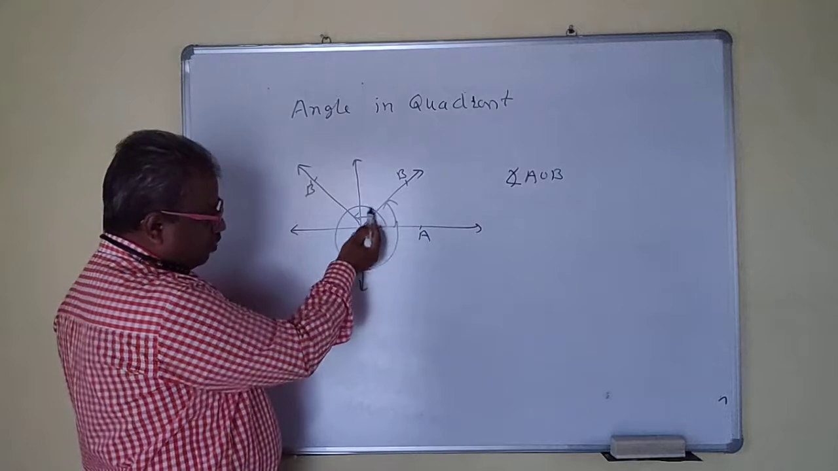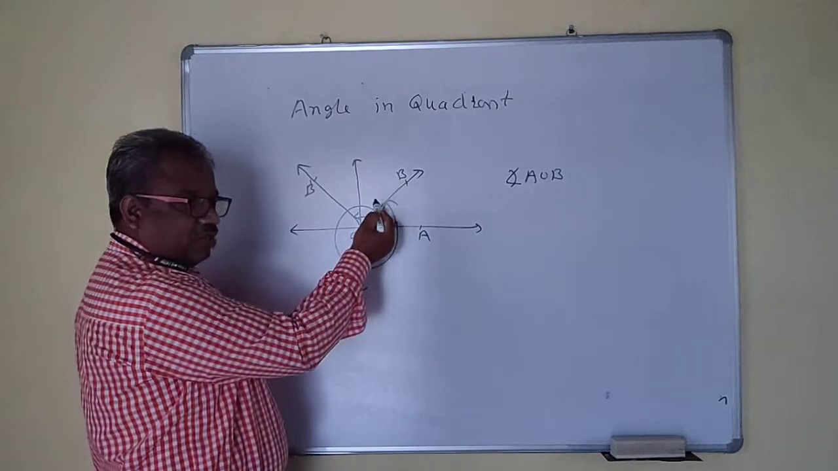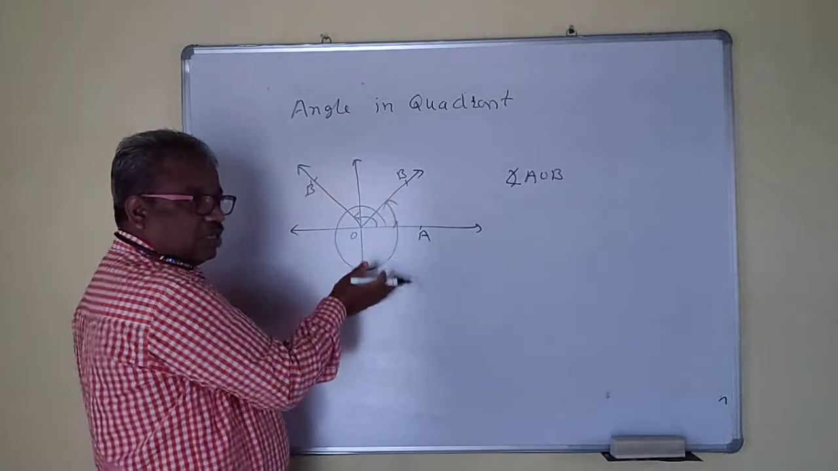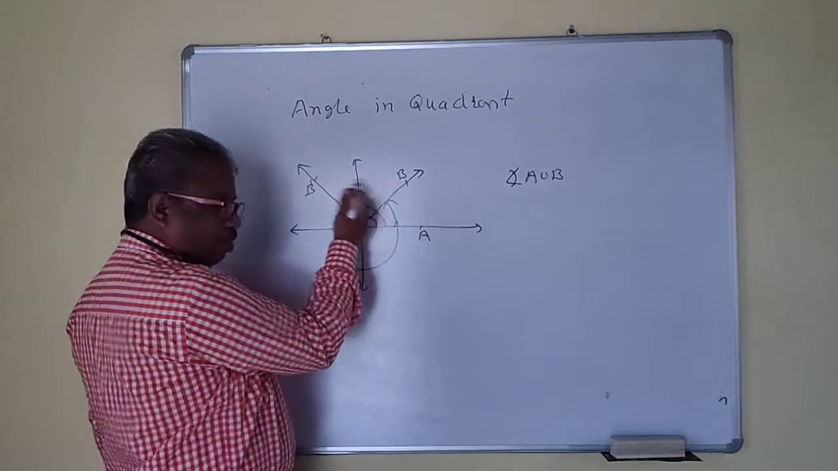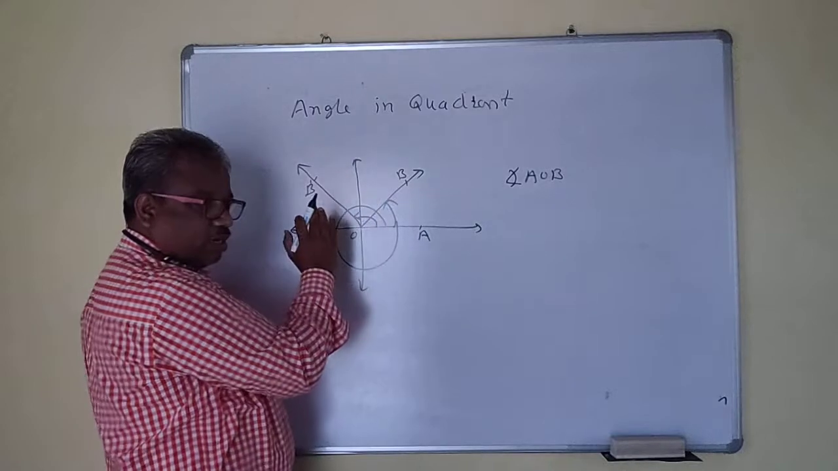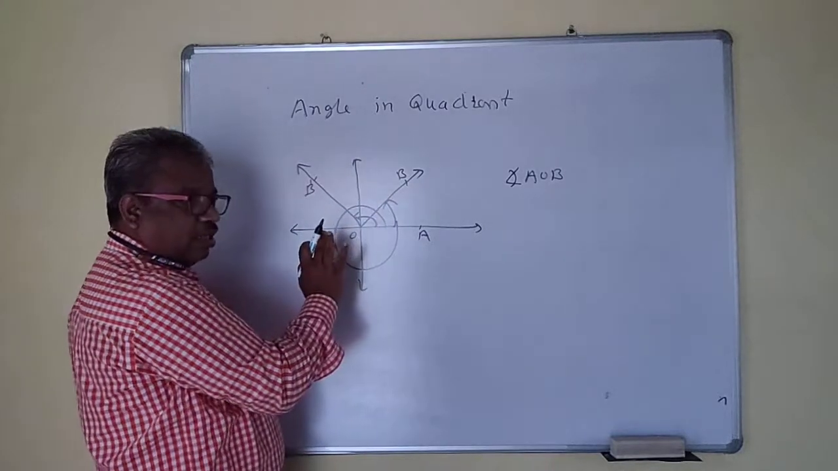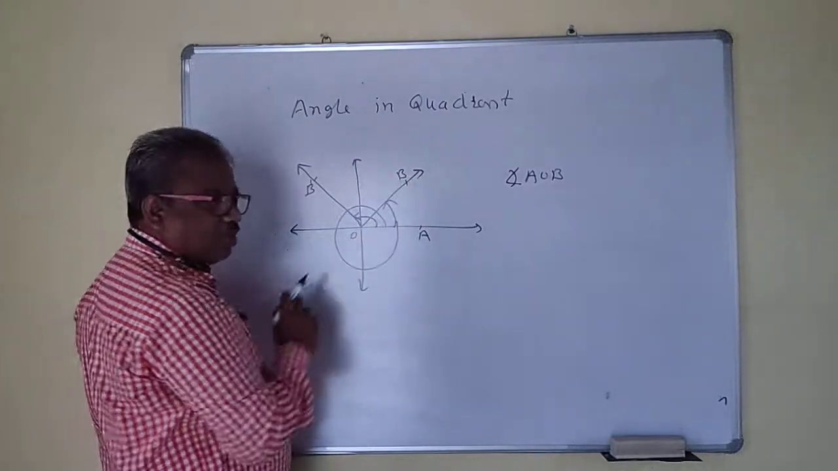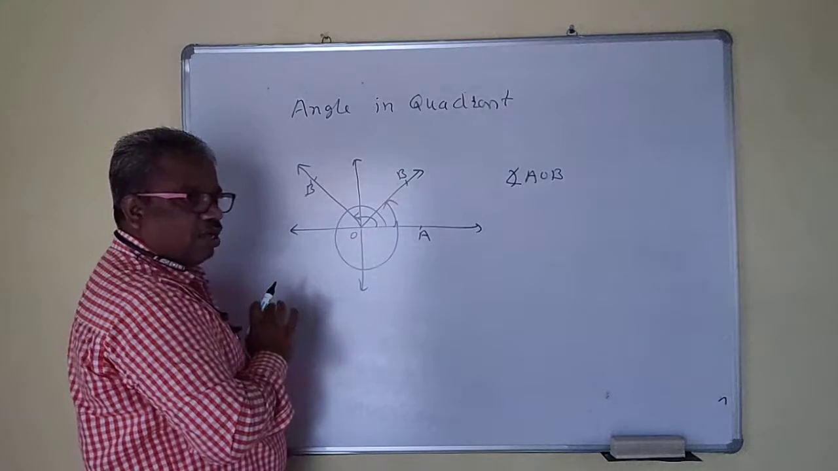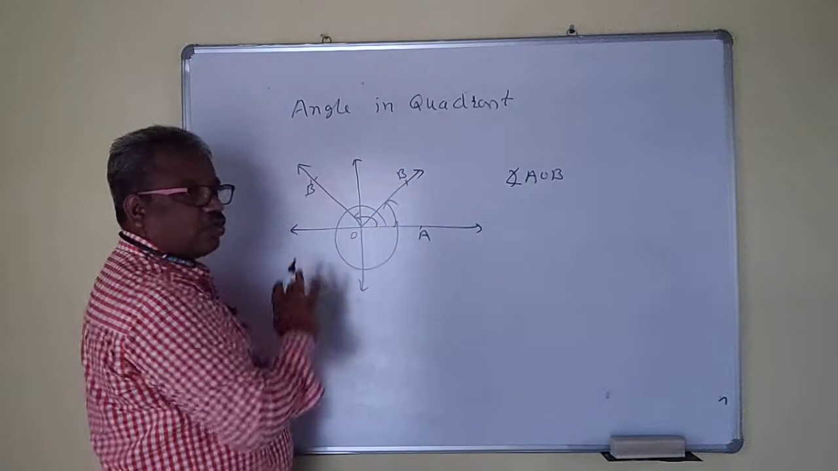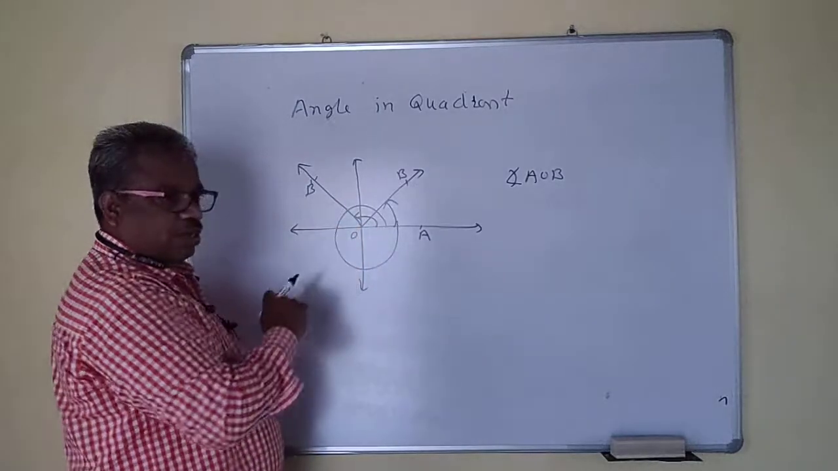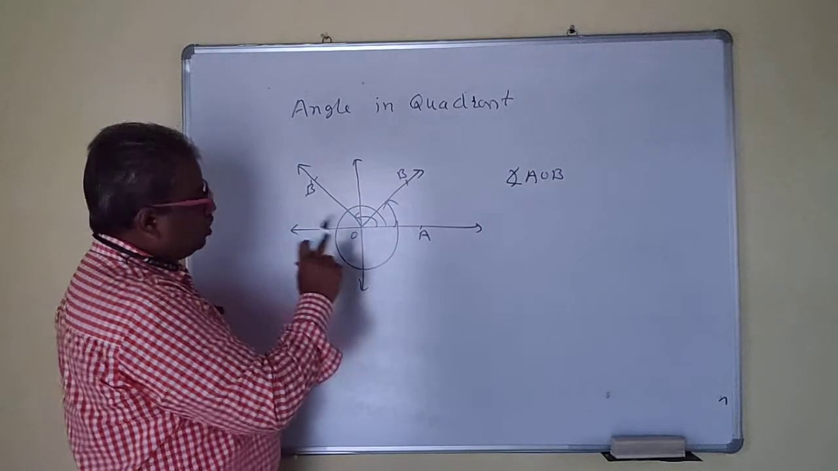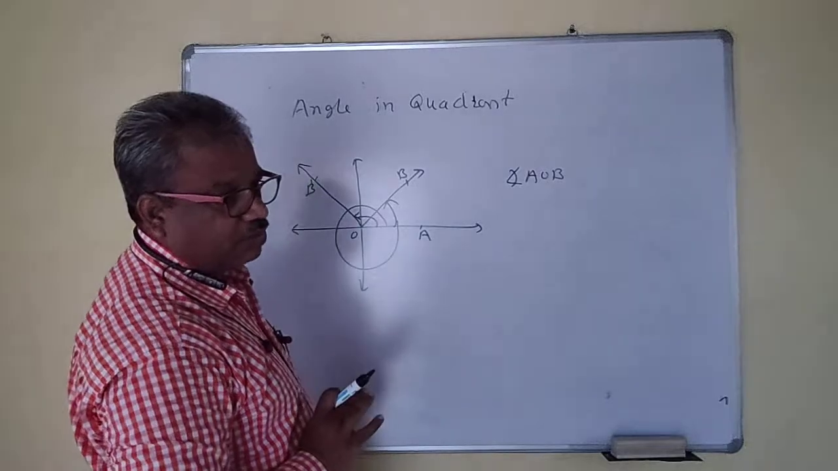So this measurement of this angle is greater than 360 because it has completed one rotation and further, right? After one completed rotation, it again rotated through some angle. So where is the terminal arm? Terminal arm is in the first quadrant. Therefore this angle is also called an angle in the first quadrant. So that means the amount is not important; the position of the terminal arm is important, right?